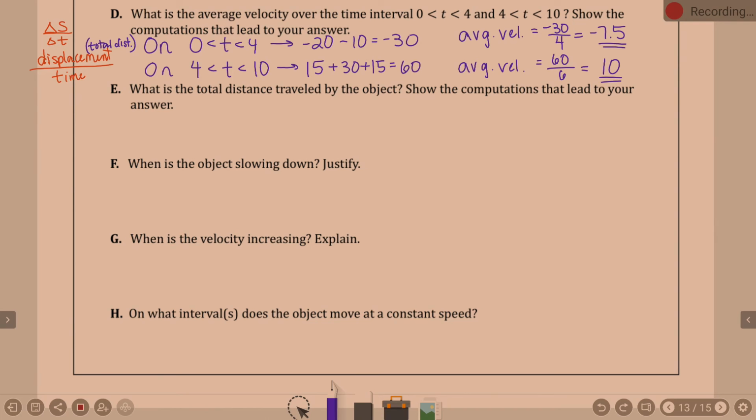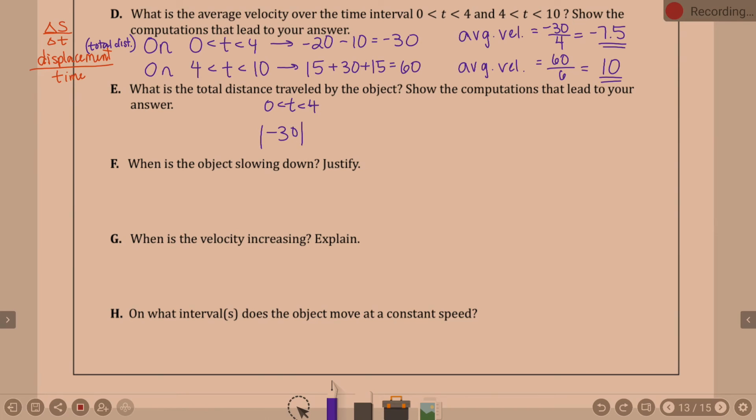So when we talk about total distance, we're looking at the area under a velocity versus time graph. For a velocity versus time graph, it's area under the graph. Okay, and that's what we had to do just back there on that one as well. So, what did we know from 0 to 4? The distance was negative 30, but think absolute value.